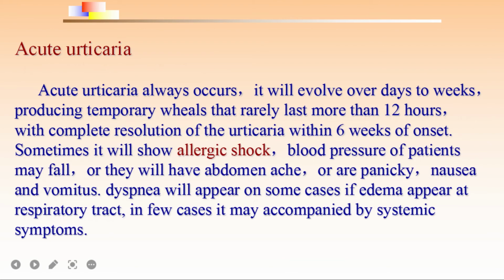Acute urticaria will evolve over days to weeks, producing temporary wheals that rarely last more than 12 hours, with complete resolution of the urticaria within 6 weeks of onset. Sometimes it will show allergic shock. The blood pressure of patients may fall, or they will have abdominal ache, panic, nausea and vomiting. Dyspnea will appear in some cases if edema appears in the respiratory tract. In a few cases it may be accompanied by systemic symptoms.